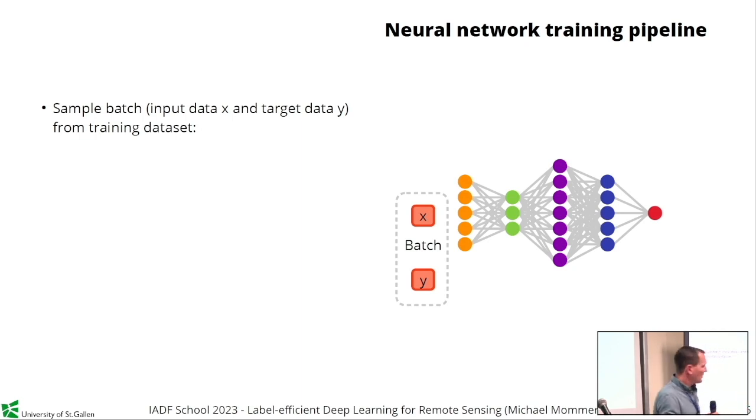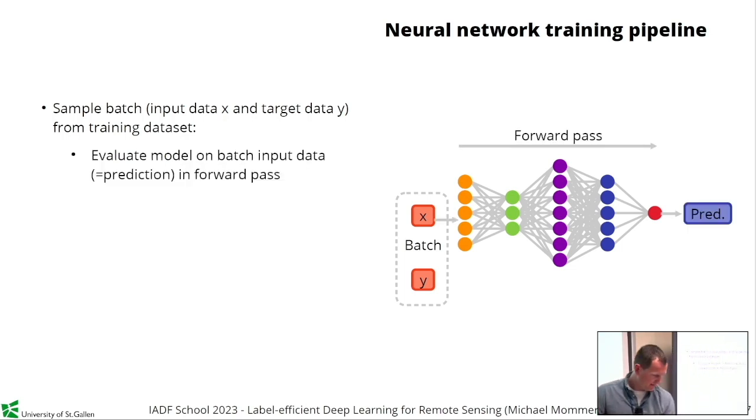Okay? Now what we will do is we will run the input through our network. This is called a forward pass.